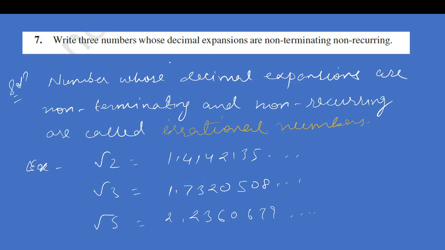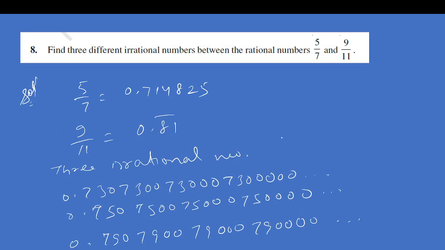Write three numbers whose decimal expansions are non-terminating and non-recurring. Numbers whose decimal expansions are non-terminating, non-recurring are called irrational. So directly it is saying write three irrational numbers. You can write root 2, root 3, root 5. You know the values: 1.414, 1.732, 2.236. This is a simple one.